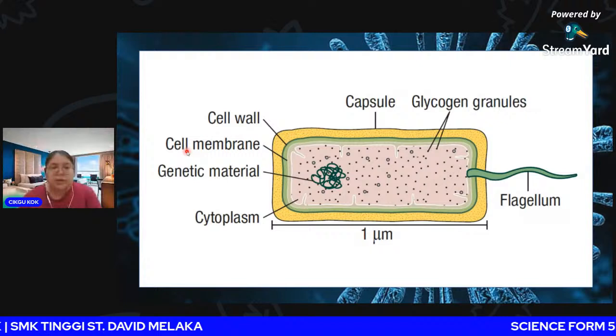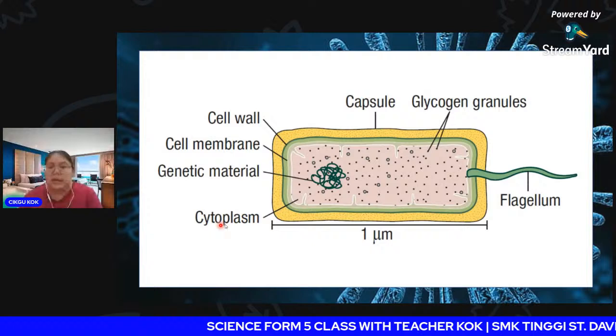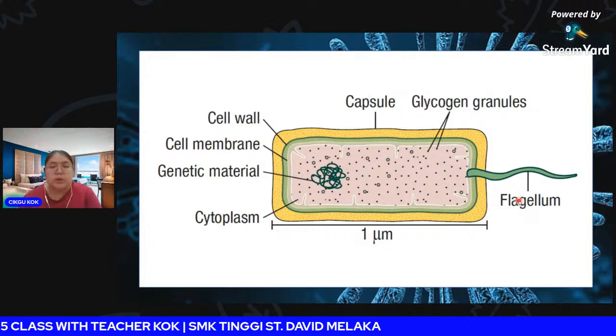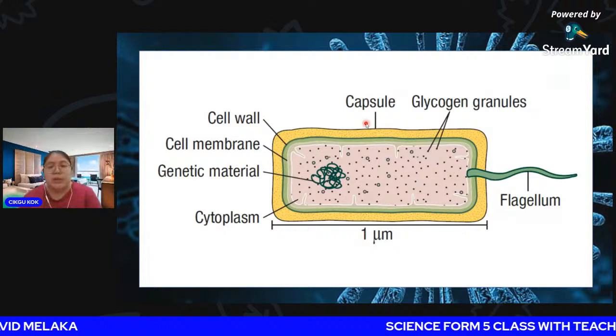This one is a flagellum, which helps with movement. We have glycogen and capsules. So this is the structure of the bacteria. Be careful with the structure, because when the question comes out, they want you to label it. Then we go to the next one.